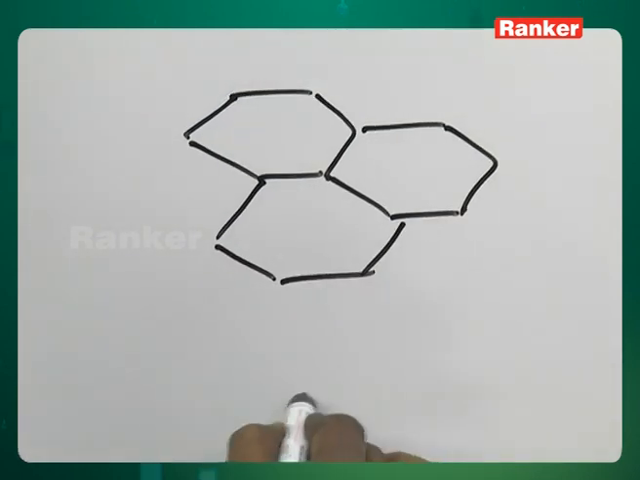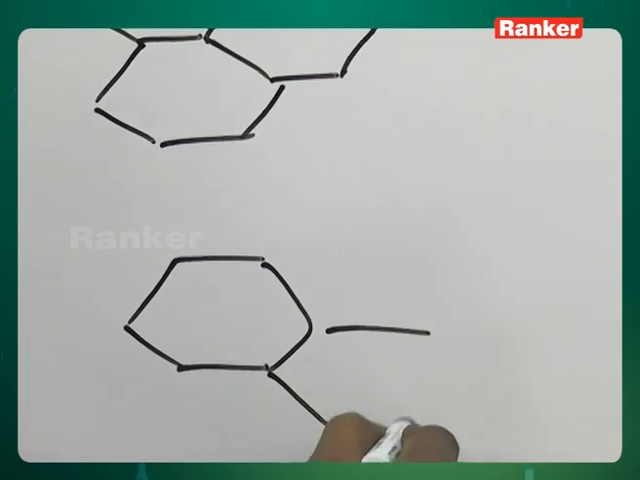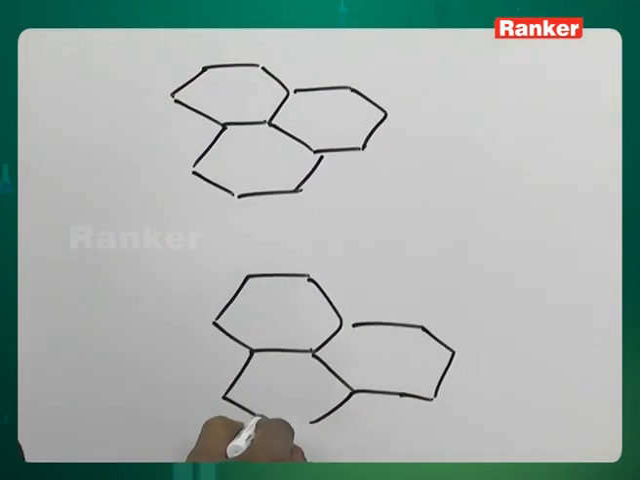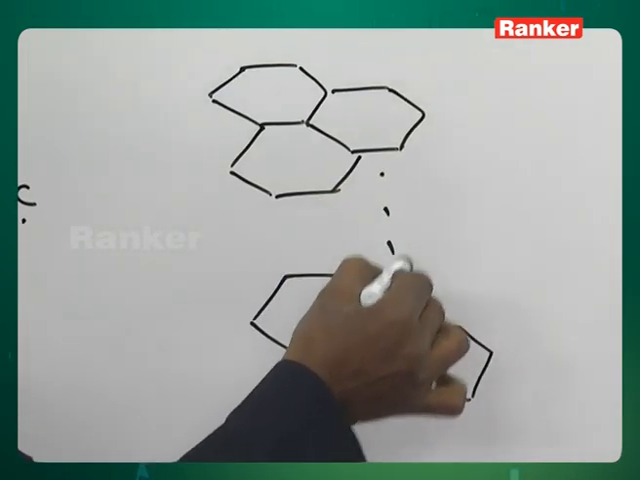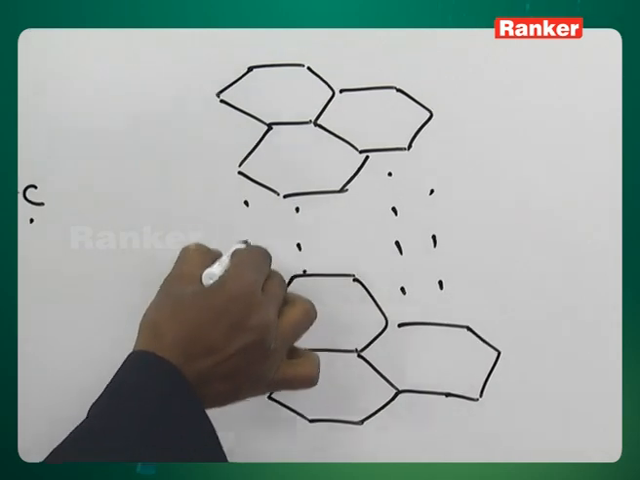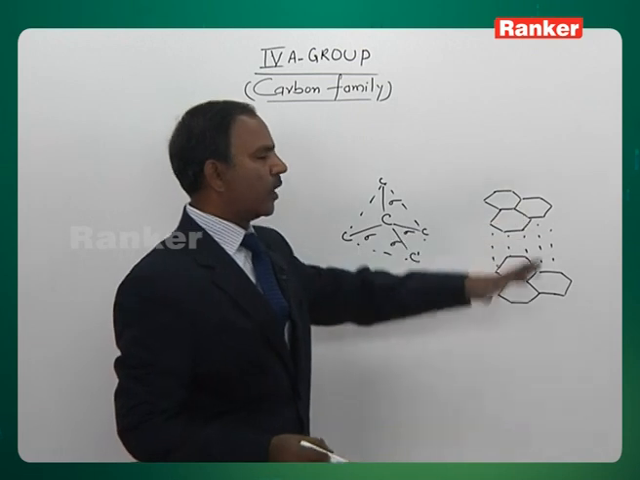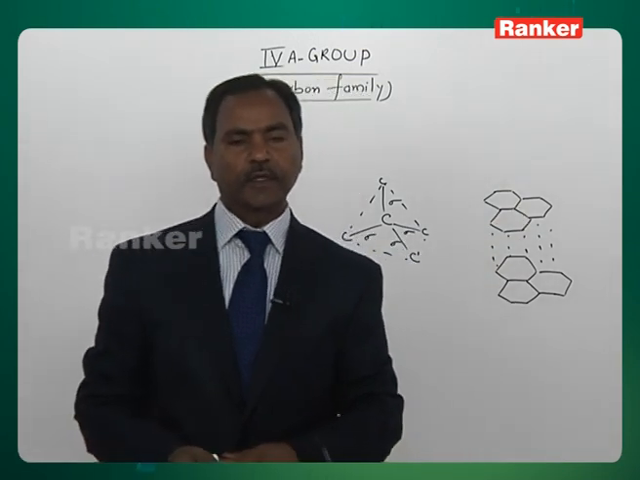This is one of the layers. Another layer you take. These are the layers of graphite. The layers are held by weak van der Waals forces of attraction, and the distance between the layers is large. Therefore, graphite is soft.